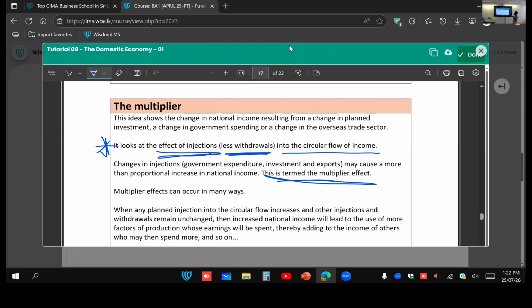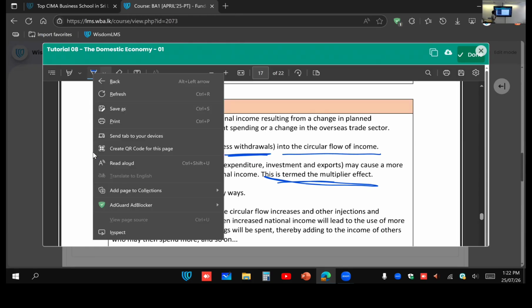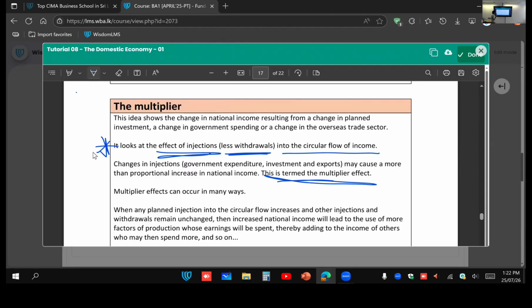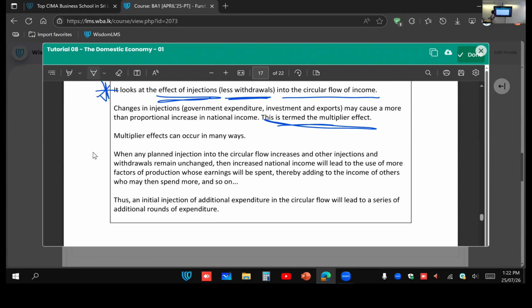Okay. So then multiplier effects can occur in many ways. They have given examples. When any planned injection into the circular flow increases and other injections and withdrawals remain unchanged, then increased national income will lead to the use of more factors of production, earnings, and the same story we discussed. Only thing is we are changing the national income. Clear? So thus an initial injection of additional expenditure in the flow will lead to a series of additional rounds.